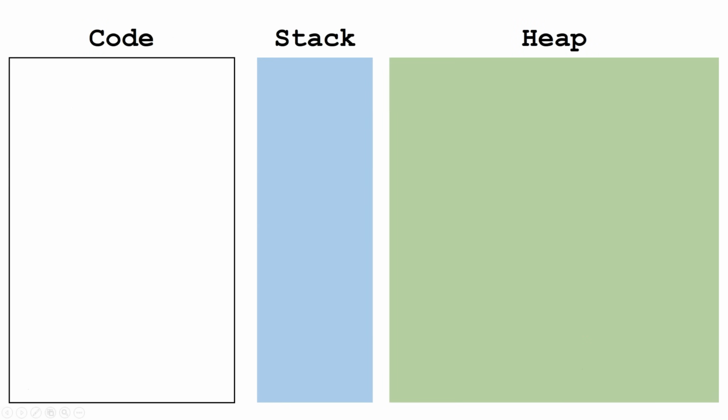Next, we're going to review how primitive data types are stored in memory, and then we're going to look at how array objects are stored in memory and why that matters. For this demonstration, we've got 3 boxes. The first will represent our code, the second will represent the data structure of the stack, and the third will represent the data structure of the heap.